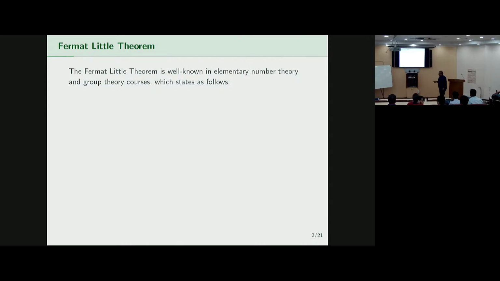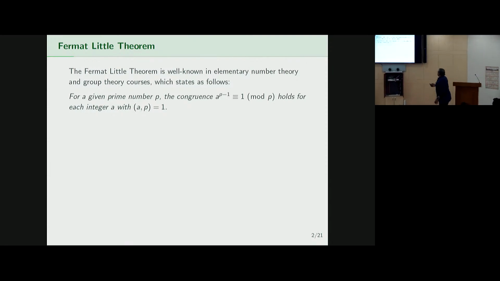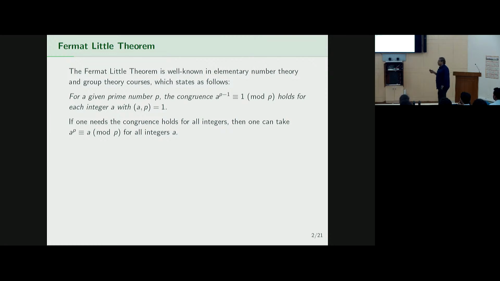So, Fermat's theorem, which is well known in elementary number theory as well as group theory, you have already seen in Shauli's lecture. Given a prime number p, the congruence a^(p-1) ≡ 1 modulo p has a solution for all a coprime to p. Suppose we want all residue classes modulo p, instead of just those coprime to p. Then we twist it this way: a^p ≡ a modulo p for all integers a.